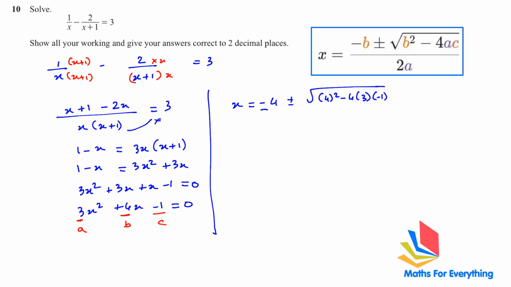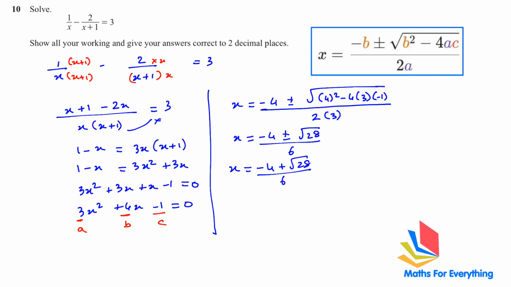Put the brackets correctly, over 2 multiplied by 3. x is equal to negative 4 plus or minus. Just put the numbers under the square root in the calculator. You will get 28. So square root 28, and 2 multiplied by 3 is 6. Therefore, x is equal to negative 4 plus square root 28 over 6, or x is equal to negative 4 minus square root 28 over 6. Put these numbers in the calculator and write it inside.